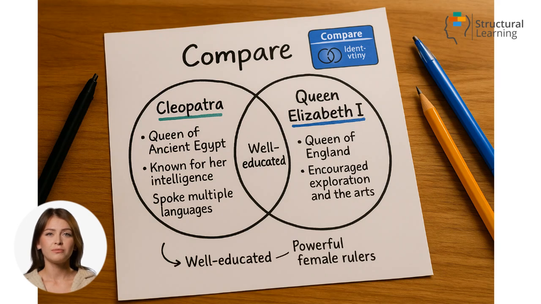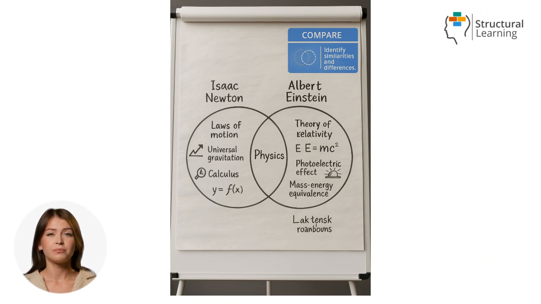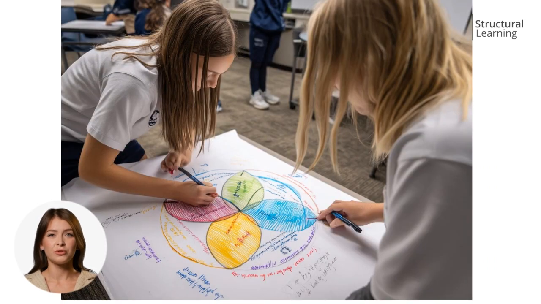This approach is ideal for literacy, comparing characters, texts, or themes. Science, exploring the properties of solids versus liquids. Geography, comparing two countries or habitats. History, examining different time periods or events. The Venn diagram is more than just two circles.